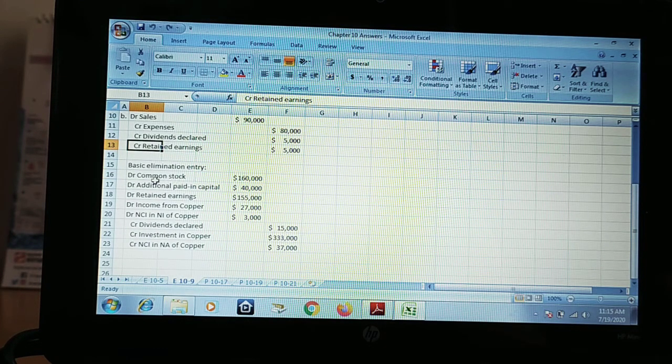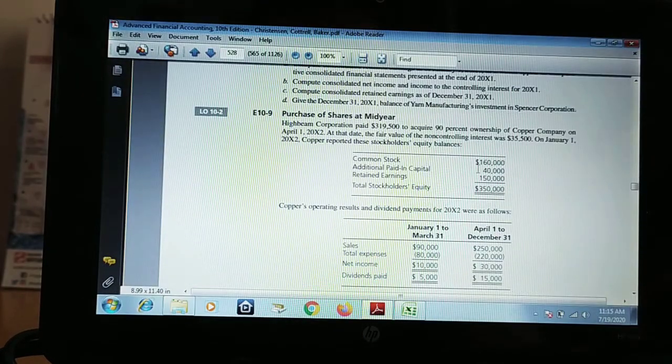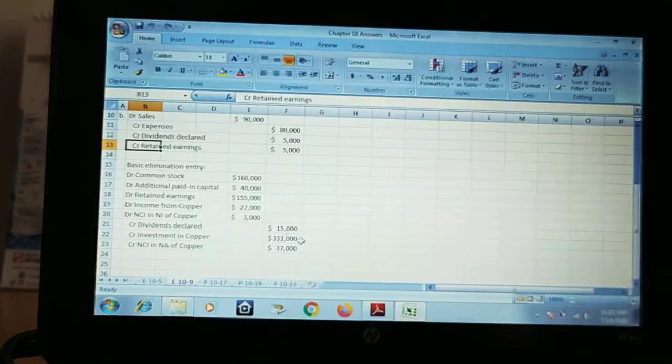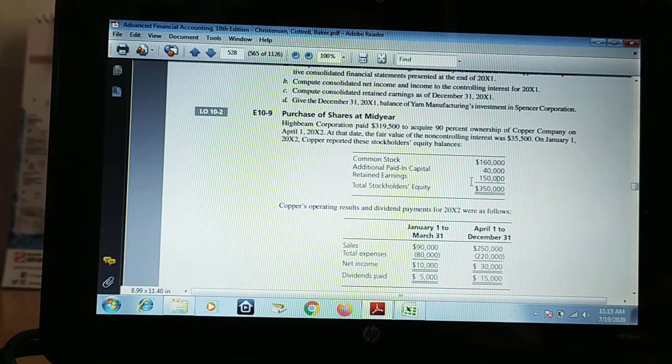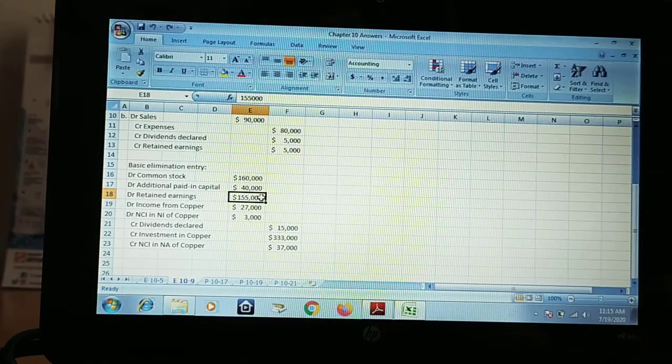And then we can directly go to the basic elimination entry. Basically we just do it the way we usually do. Debit common stock, debit additional paid-in capital, debit retained earnings. Remember the retained earnings must be updated to April 1st. On January 1st it is 150,000, and then you add the increase in retained earnings, which is net income minus dividends paid, so 5,000. 5,000 added to 150,000 becomes 155,000.